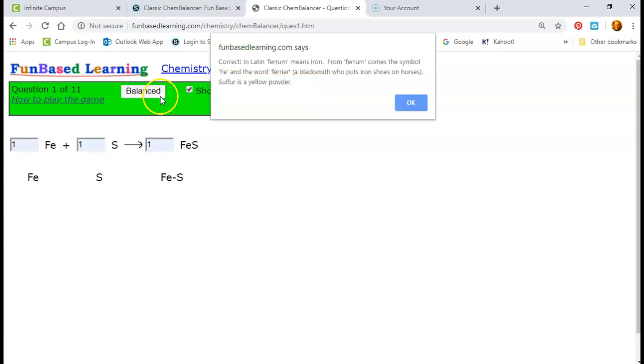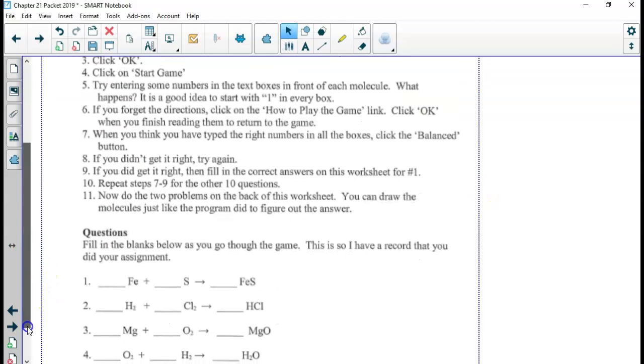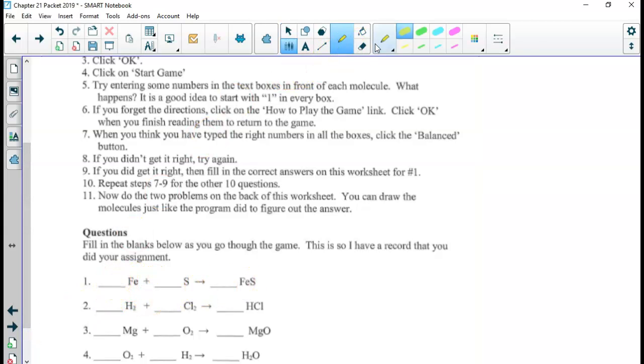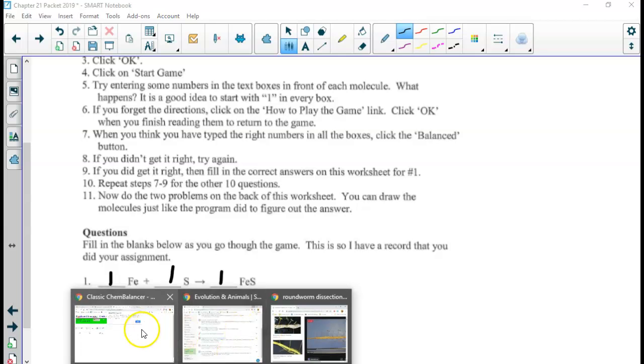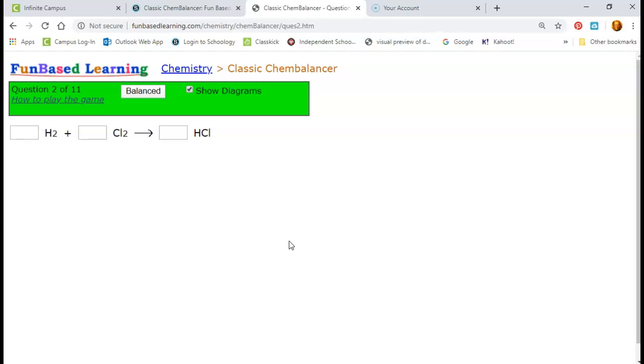It says, yay! Now, before I click OK, see these numbers here that I put, 1, 1, and 1? I want to go back to my worksheet and fill those in. Okay, so here's that very same equation right there. I'll fill in a 1, and a 1. Because if you notice, once I click OK, it gives me the next problem, and if I don't remember the numbers, I got to refigure it out again.